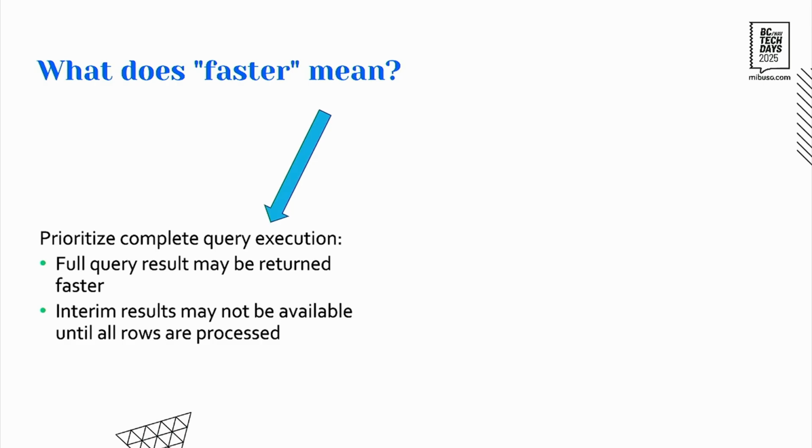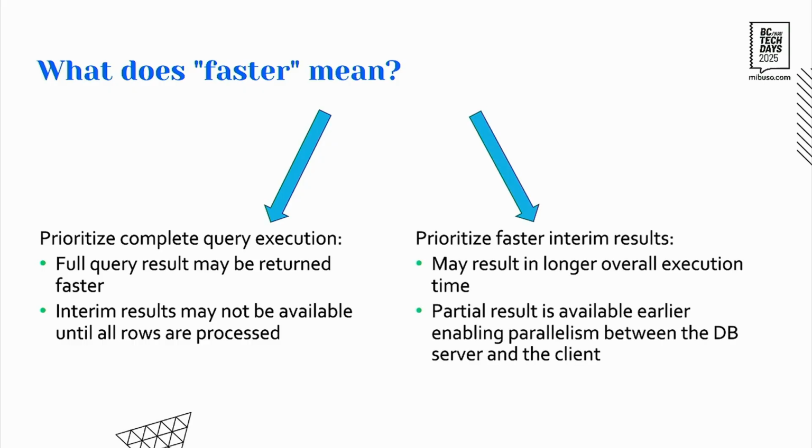In this case, we prioritize the complete query execution time from start to end. We can instruct the query optimizer that we want to prioritize complete result over partial interim results. But there is another possibility, another way to define faster. Another option is to prioritize faster interim partial results.